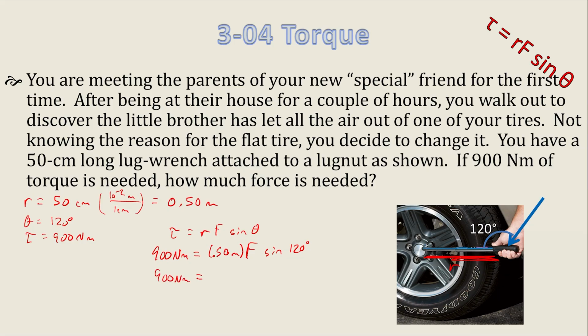0.5 times sine of 120 is 0.4330. So divide, and our force comes out to be about 2,078 or 2,080 newtons. How could we make that force less? We could probably make that force less by making our angle 90 degrees, so it's perpendicular instead of 120.